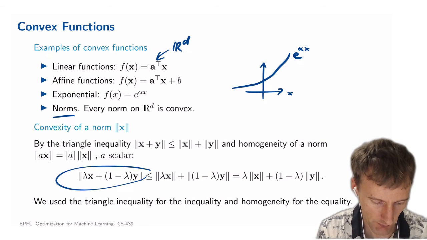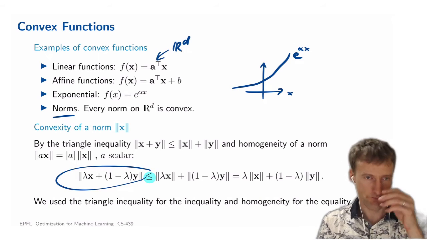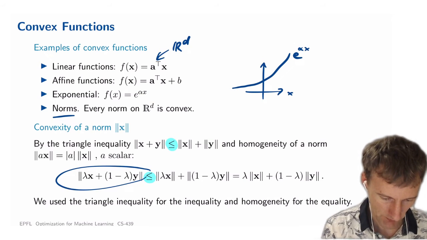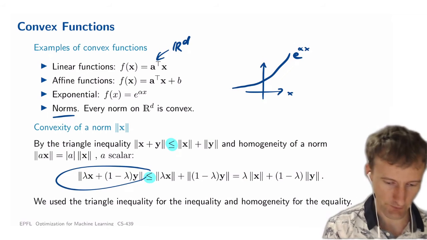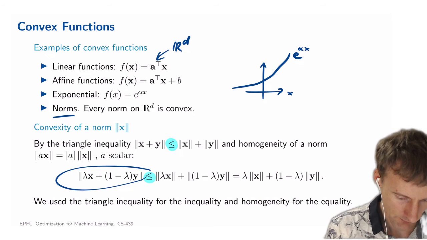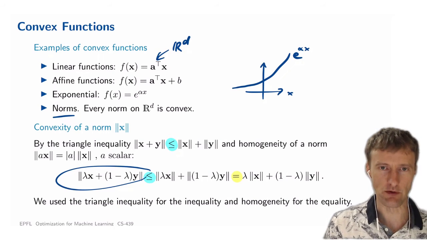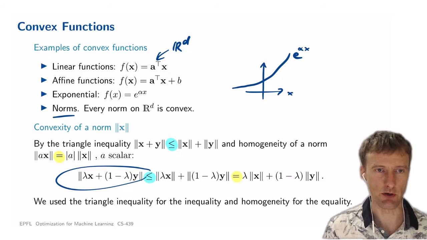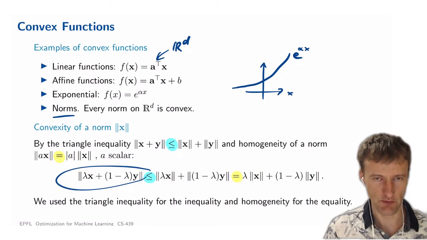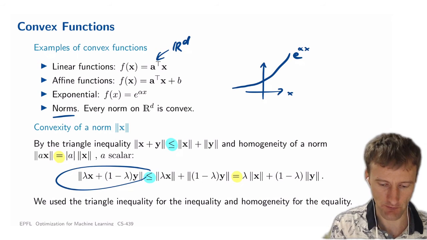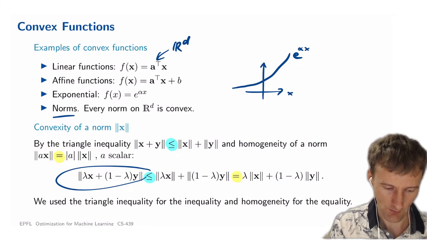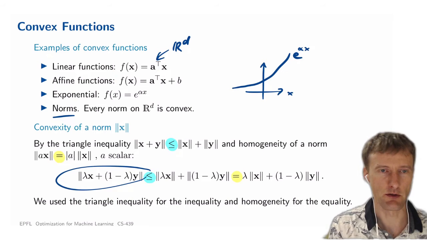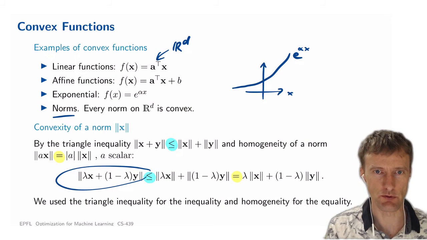So that's the first step, and that's what we have used here. And then in the second step, we used that the lambdas can be taken out of the norm. That means that the norm is homogeneous, that the scalar can be taken out. So we have proven that any norm is convex, which is very convenient. And this is also going to appear a lot, I think, in the future.